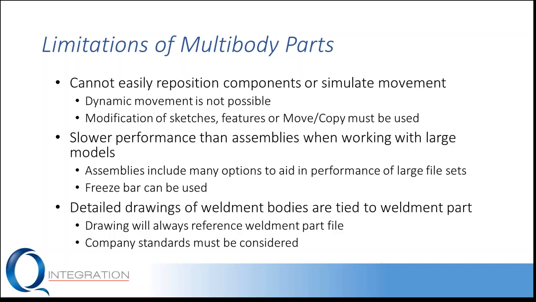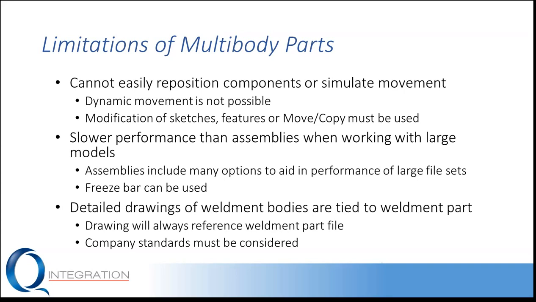Grouping all of the like bodies into the same cut list items. But of course, with some advantages comes limitations. So we do have some limitations of multi-body parts. They can't easily be repositioned, right? If we have any movement, dynamic movement, it's not possible with our multi-body parts. This needs to be done as an assembly. If we want to reposition these components in an assembly, we can grab those and simply just move them around or add mates to position those. With multi-body parts, we need to utilize the move copy command or modify sketches or features or change planes that we are sketching on.